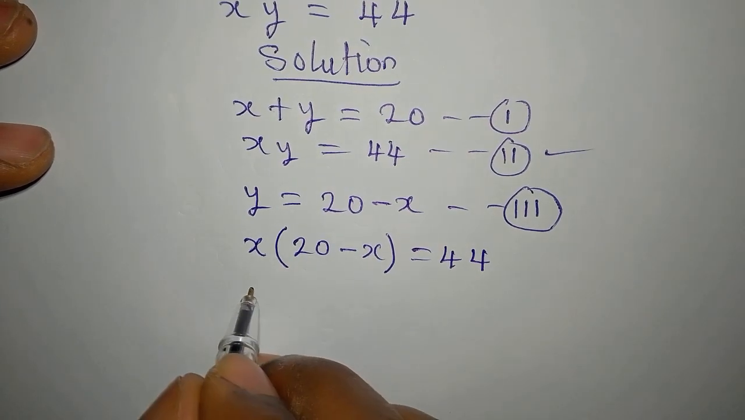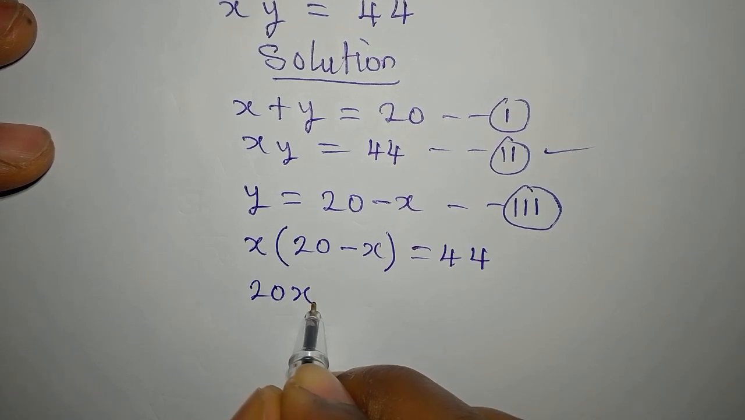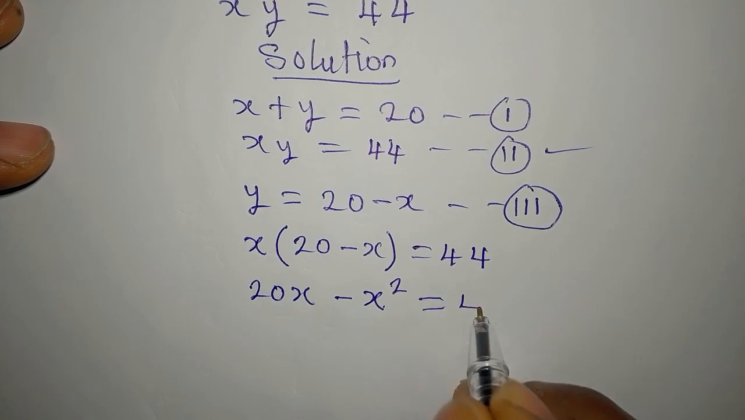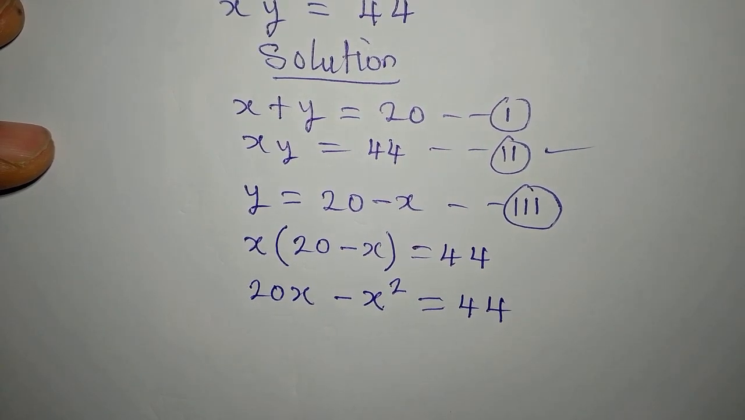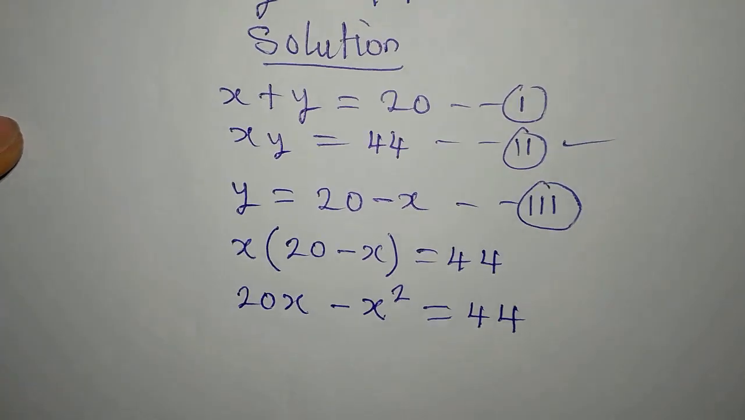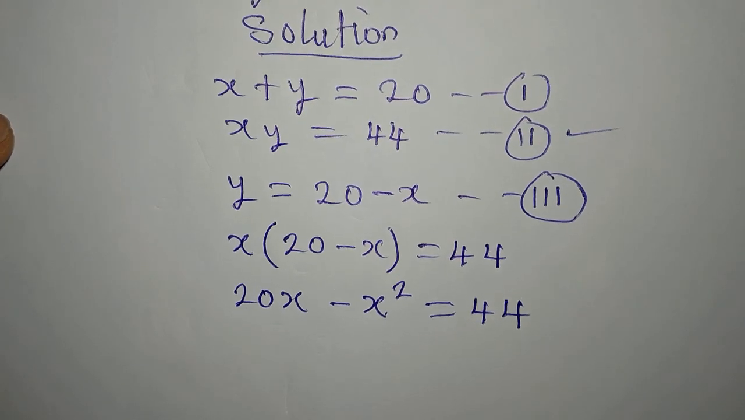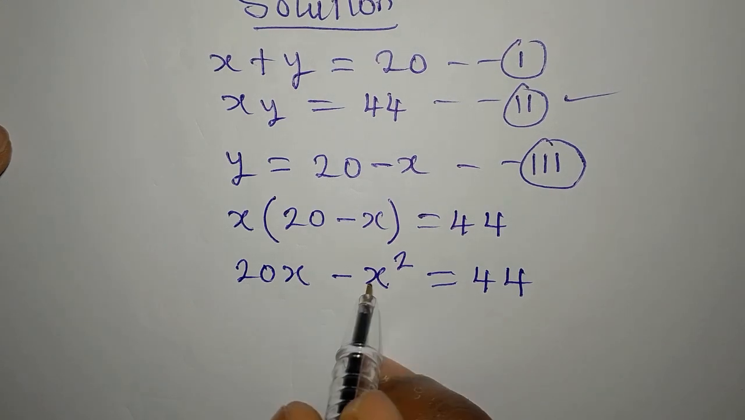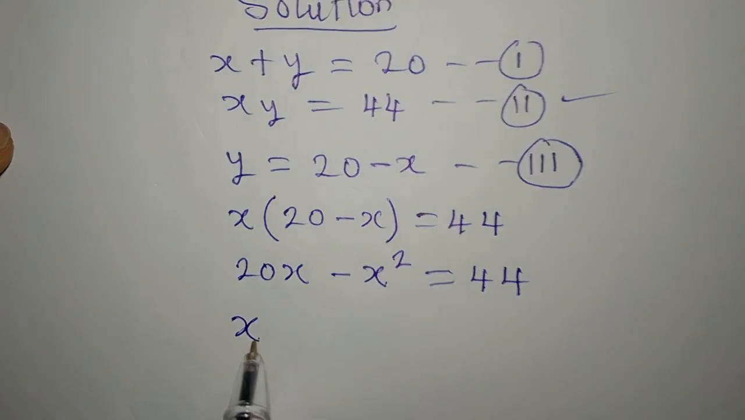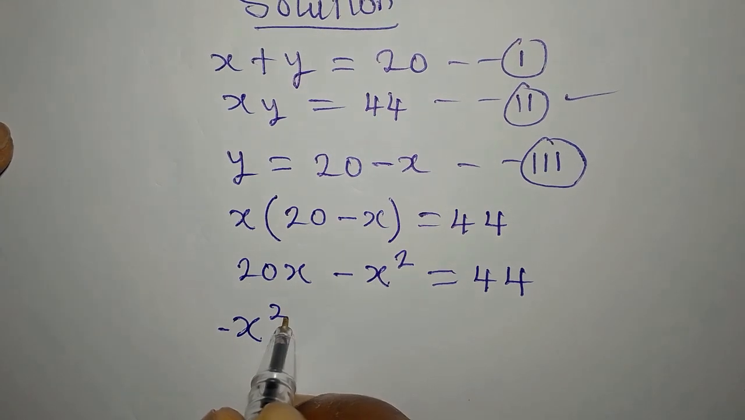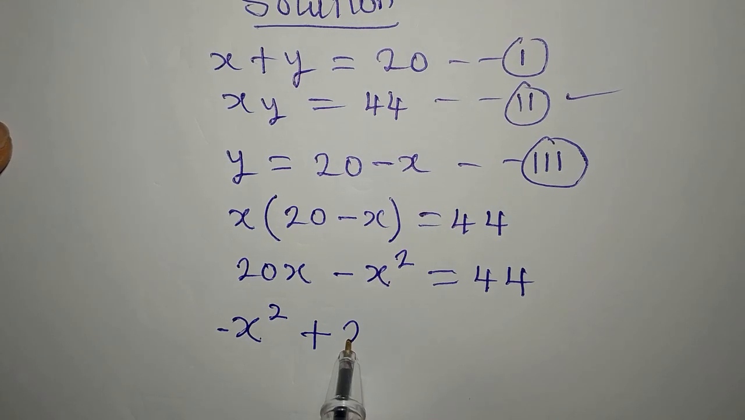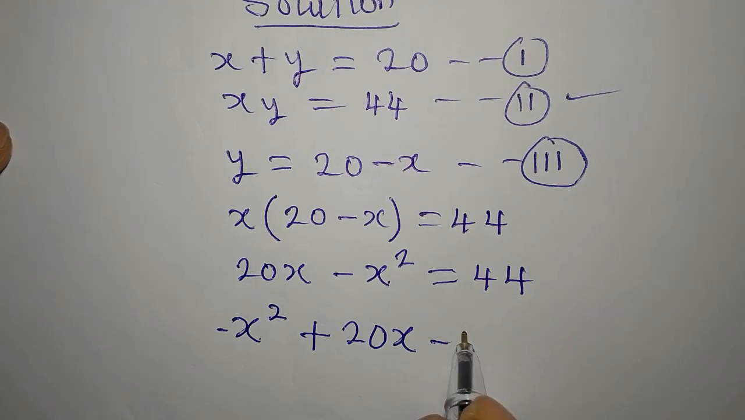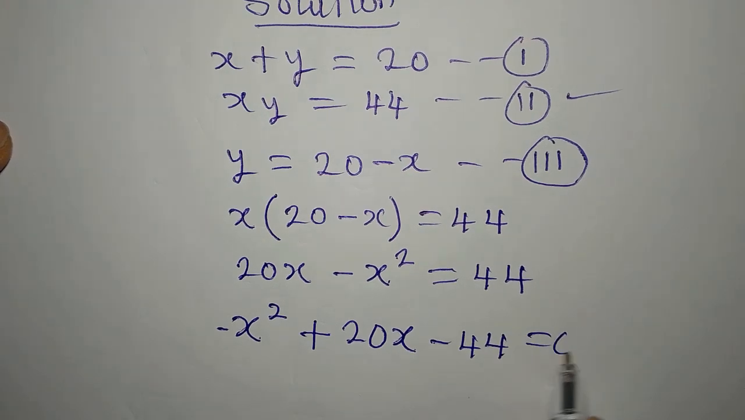Now we open the brackets. 20x minus x squared is equal to 44, right? What I'm doing is to open the bracket. Okay, so now the next thing to be done is to rearrange this. What if I write this first? So it gives me negative x squared, then plus 20x. Now I can take this to the left and it becomes negative 44 equals 0.